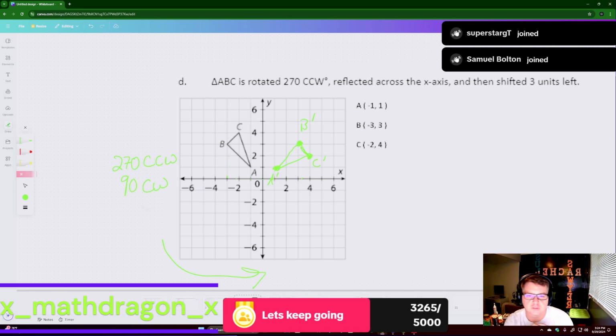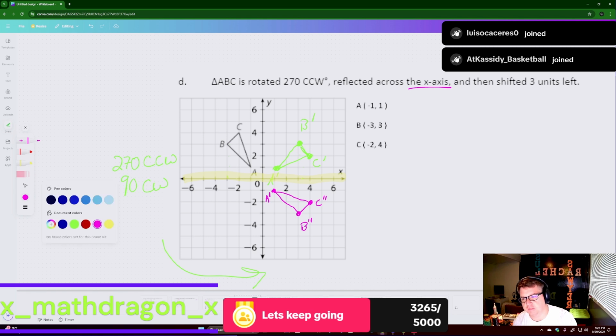And either way works. And then reflect it across the x-axis. Okay, so now we're going to reflect it here. So 1 away. This is A double prime. 1, 2, 1, 2. This is C double prime. 1, 2, 3, 1, 2, 3. B double prime. And this is our new picture reflected across the x-axis.